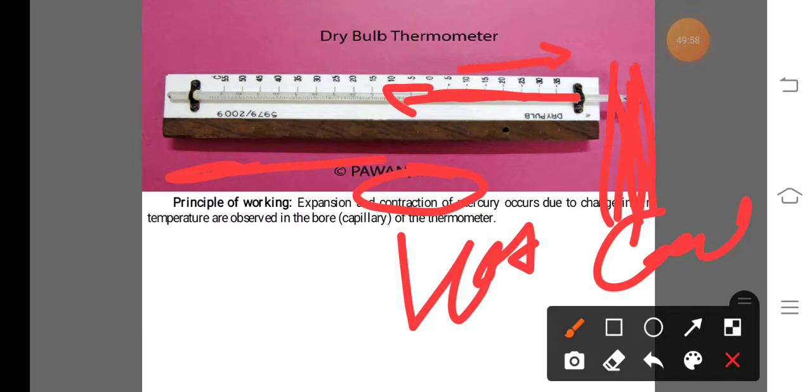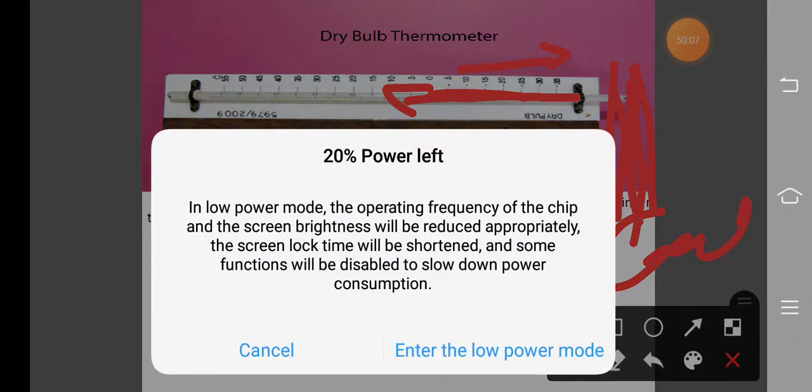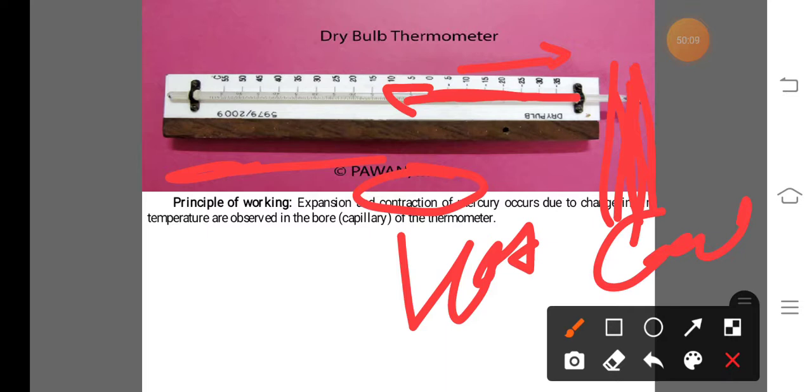This dry bulb thermometer is also used to calculate relative humidity, vapor pressure and dew point of the atmosphere.